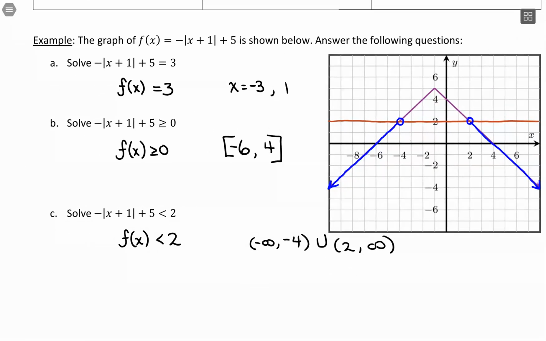So that's how we're going to work with solving absolute value functions. Just think about it graphically: have your absolute value function, and then where we plug in these constants, draw a constant function for that number, which will be a horizontal line.